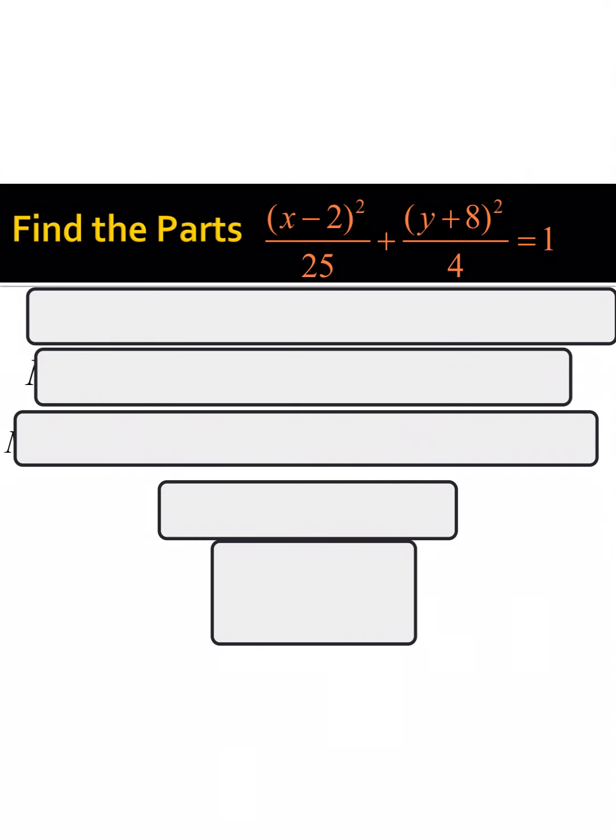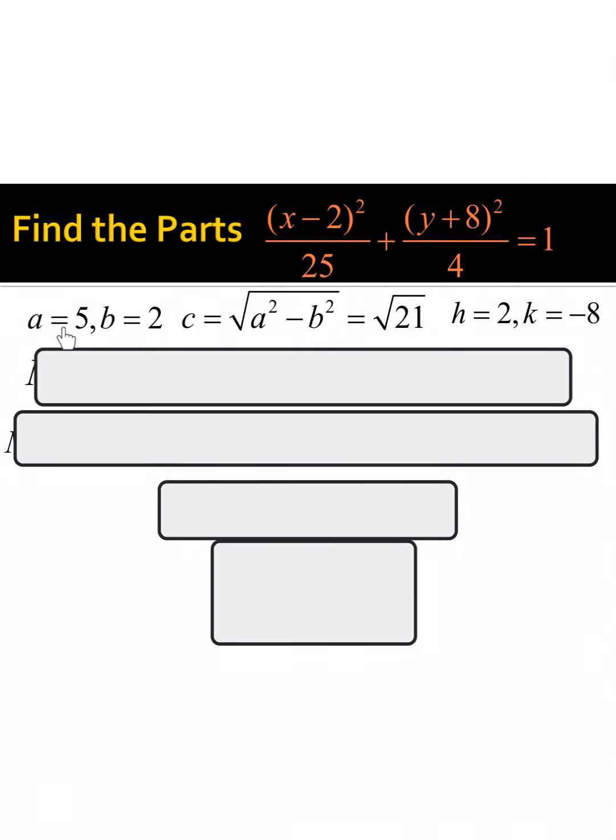For our example here, we're going to go ahead and find the parts for our ellipse. The first thing we want to identify is, do we have a horizontal or a vertical ellipse? Looking at our denominators, I see my larger denominator is under my x value, so that tells me I'm going to have a horizontal ellipse. Before I can find all my parts, I want to identify a, b, and c. Since my larger denominator is a squared, that means the square root of 25 is going to be a, so I can say that a has to be 5.